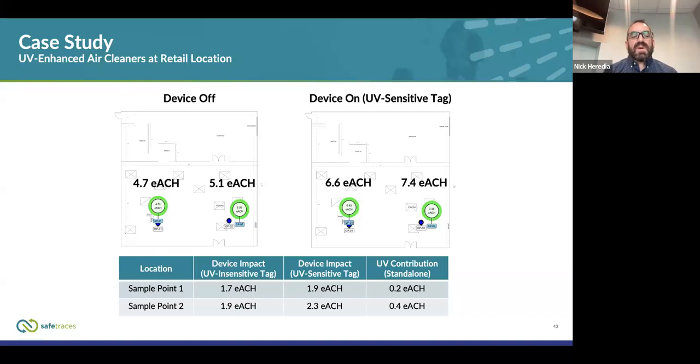And really what you're seeing is, number one, the device is having an effect on purifying the air by increasing the equivalent air changes per hour. And also that you can see the UV contribution. As I mentioned, this device uses several technologies such as ozone and UV. So the UV contribution is a slight change, but this really shows you the resolution and granularity that you can get with the UV tag, down to like 0.2 EACH and 0.4 at the different sample points.